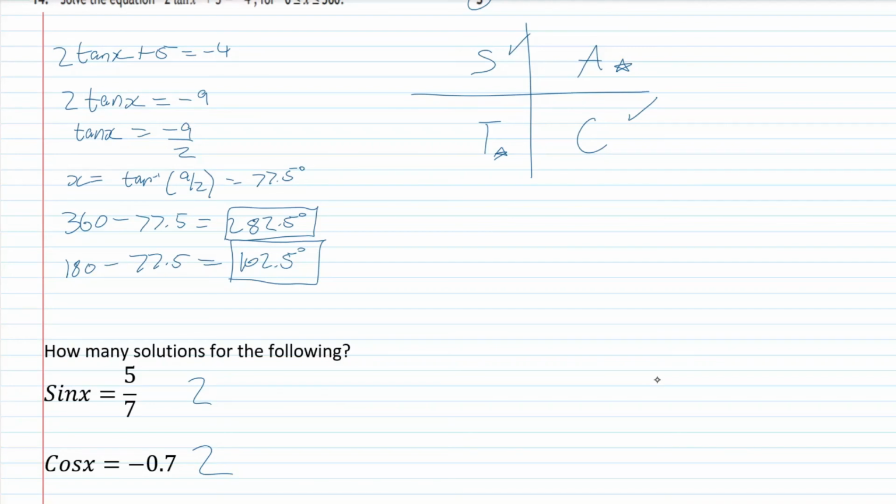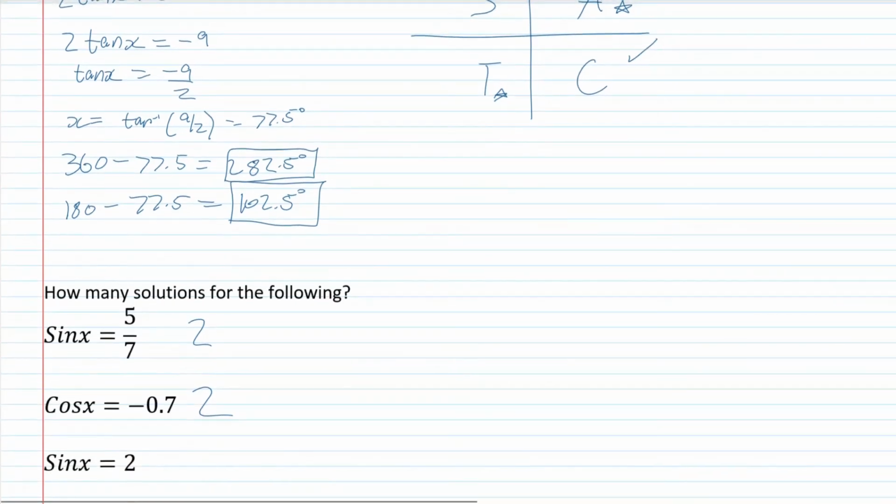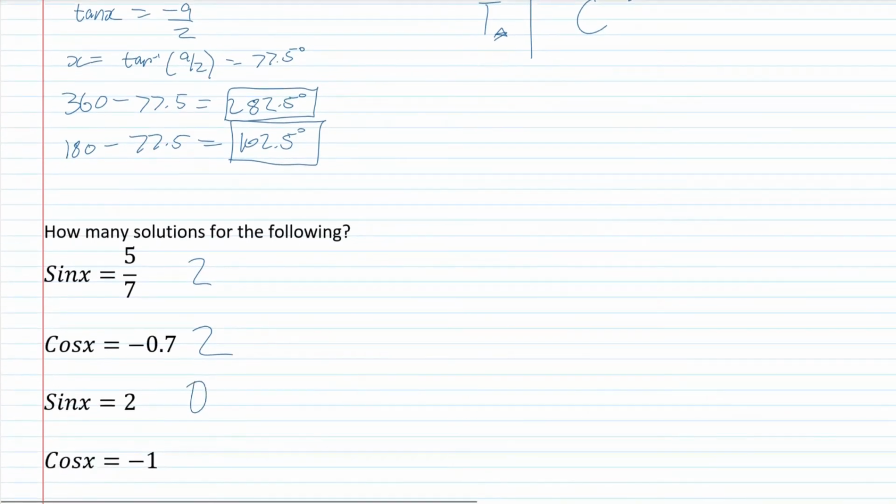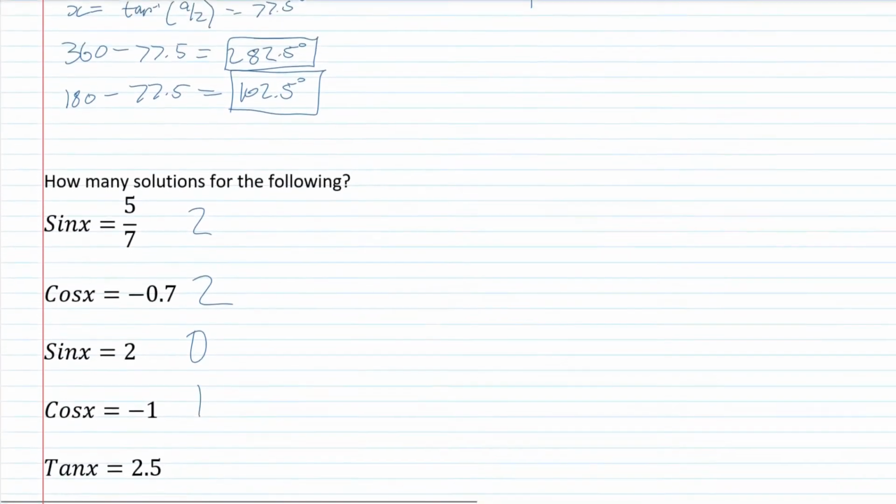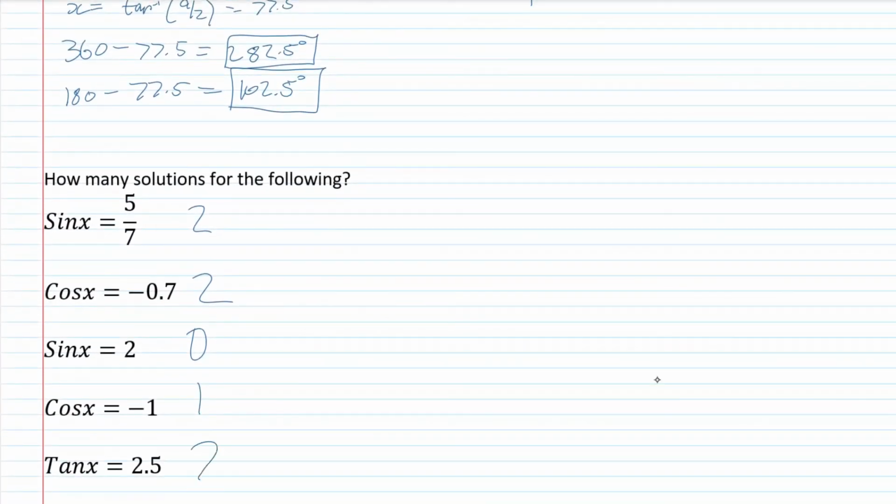And the key thing to remember is that sine and cos usually have two solutions. I've never seen a past paper question where it's not two solutions. But technically, if it is equal to something like 2, then there'll be no solutions. Or if it's equal to 1 or -1 exactly, there will be just one solution. And tan just always has two solutions.